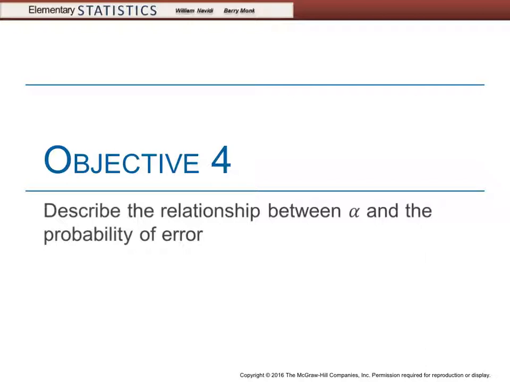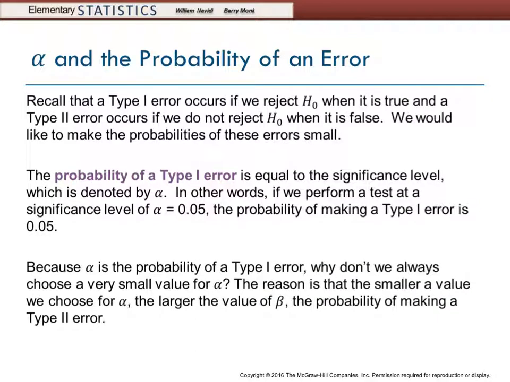Describe the relationship between alpha and the probability of error. You will recall that a type 1 error occurs if we reject H naught when it is true, and a type 2 error occurs if we do not reject H naught when it's false. We would like to make the probabilities of these errors small. The probability of the type 1 error is equal to the significance level, alpha. In other words, if we perform a test at a significance level of 0.05, the probability of making a type 1 error is 0.05.